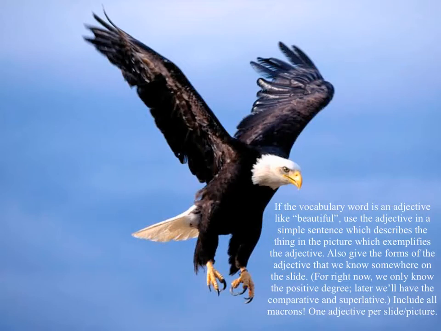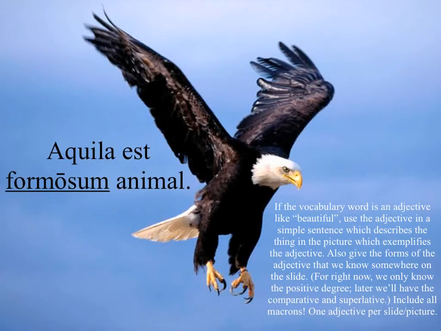If the vocabulary word is an adjective like beautiful, use the adjective in a simple sentence, which describes the thing in the picture, which exemplifies the adjective. So I've written here, Aquila est formosum animal. The eagle is a beautiful animal. Also, give the forms of the adjective that we know somewhere on the slide. So I've written here, formosus, -a, -um, and we need to include the -a, -um as well to let people know that this is a first, second declension adjective.